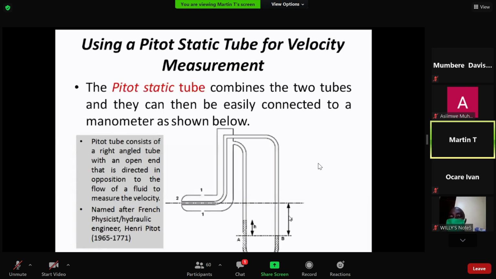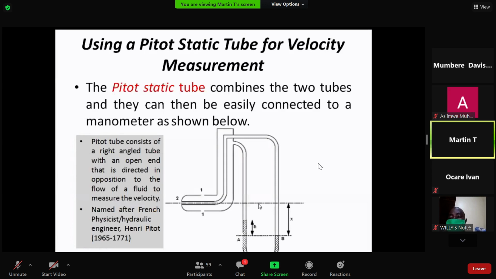is equal to pressure at 1 plus what? Tell me the columns of fluid that are exerting pressure at point A. H rho manometric. Yes, rho H manometric, which is the depth of the manometric, H rho man g.